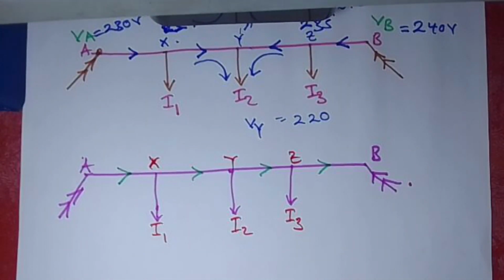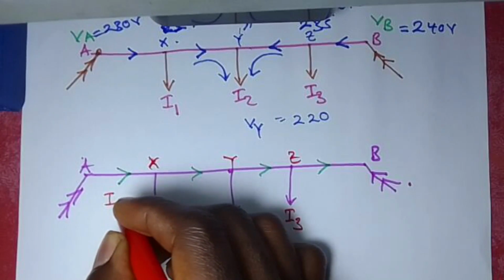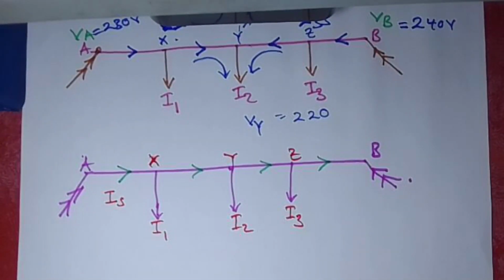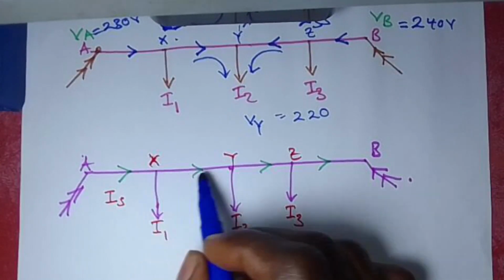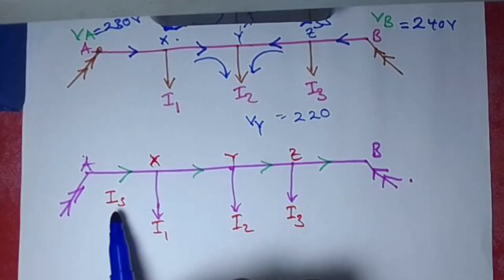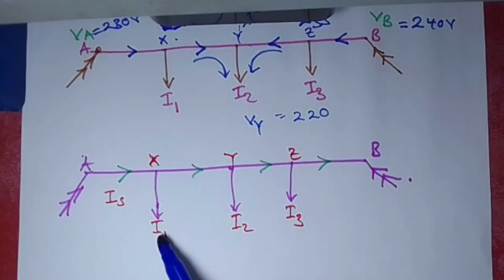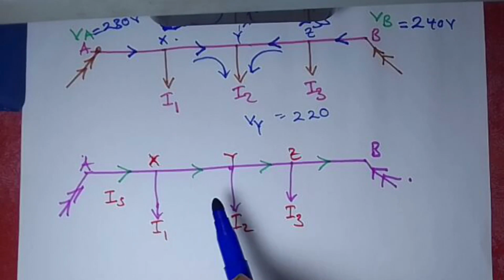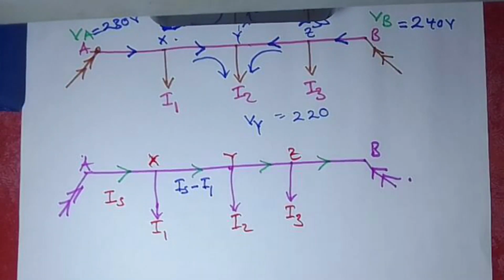So if I call the current flowing here any unknown value of current, maybe I can call it the source current IS, the source current IS being an unknown value. So the current that is going to flow between this section and this section, by Kirchhoff's law, is going to be equal to this supply current minus the current being tapped off, not so? So this will be IS minus I1.